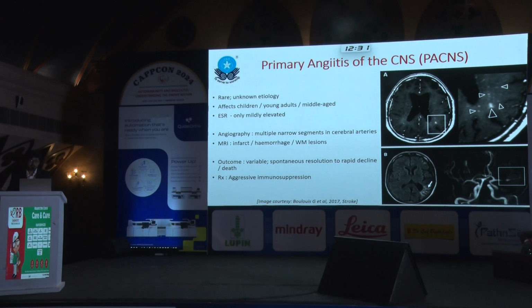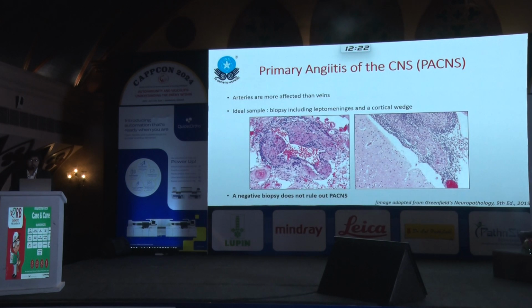Outcome is variable. They can vary greatly from spontaneous resolution to rapid decline or even death. Aggressive immunosuppression is usually needed to treat these patients. Arteries are more affected than veins.